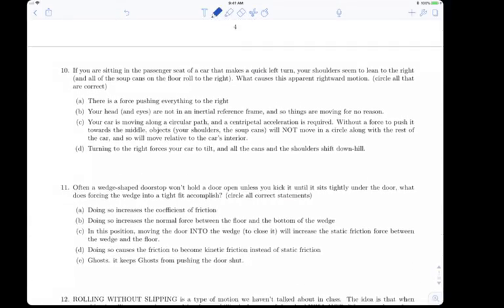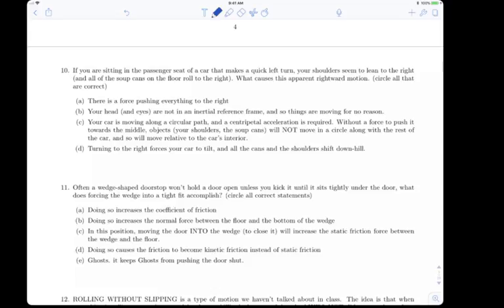If you're sitting in the passenger seat of a car that makes a quick left turn, your shoulders seem to lean to the right, and the soup cans on the floor all roll to the right. I talked a lot about cans and garbage on the floor of a car that year. What caused the apparent rightward motion? Okay. There's a force pushing everything to the right.